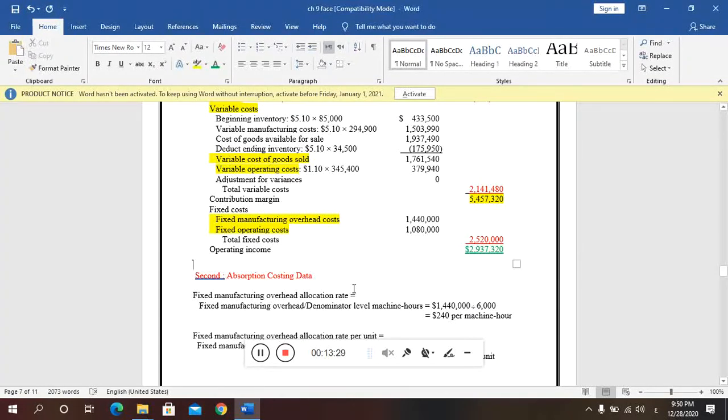Okay, the second method is to prepare the income statement under the absorption method. Under the absorption method, we need to concentrate on the variance of the production level. You have to see what the variance of the production level is here in our example. Maybe there is a variance, and this variance will affect the fixed manufacturing cost. So we have fixed manufacturing overhead.